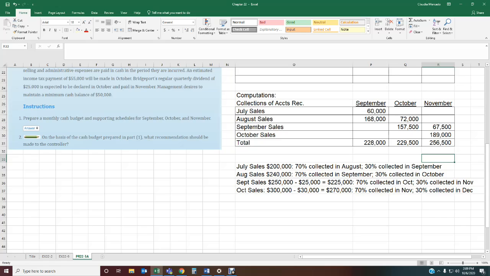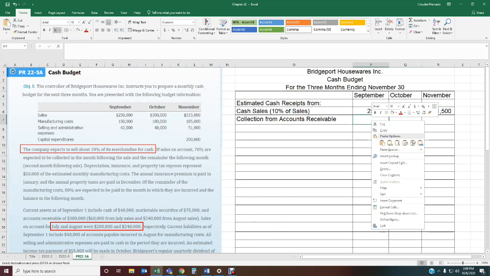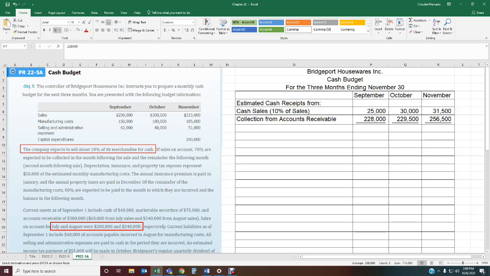Now that I've got that, I can just copy those numbers and paste them over here. So that is my collection of accounts receivable. That is how much I'm going to collect.